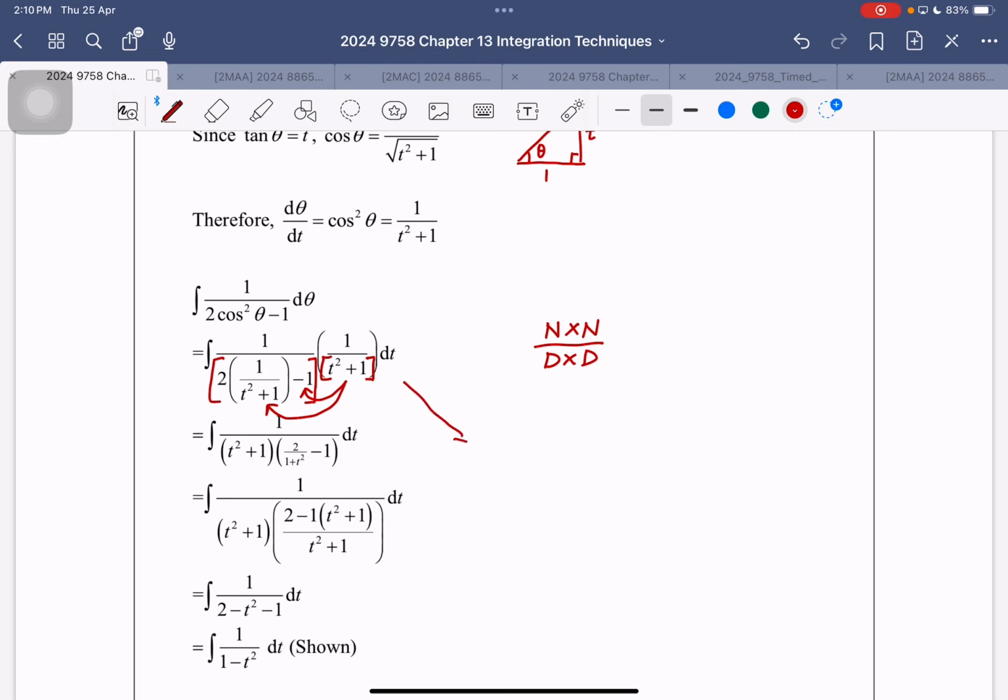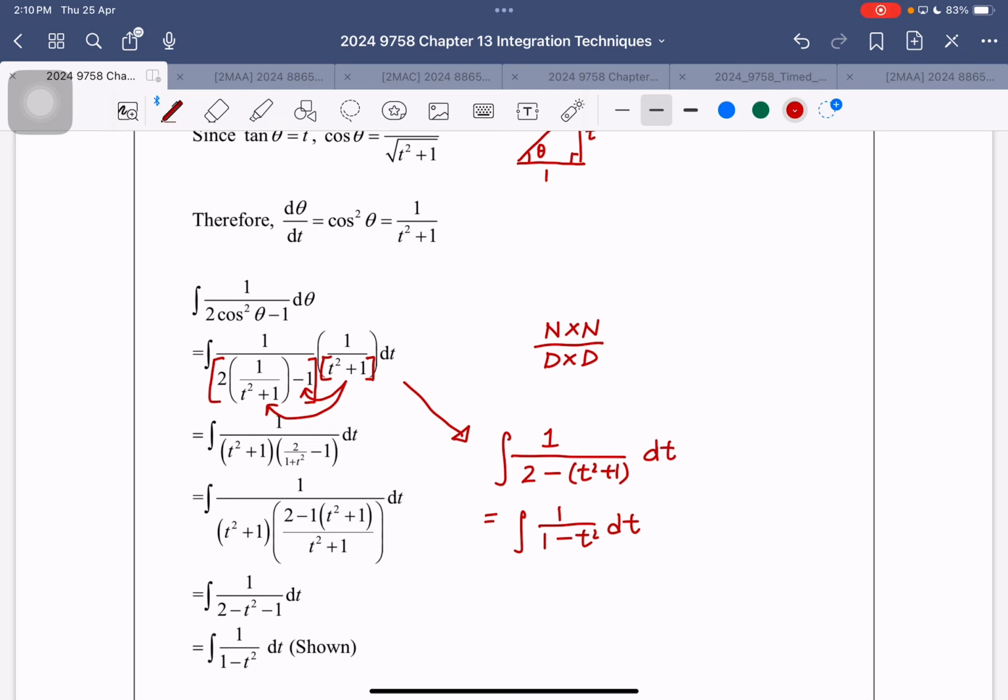Okay, but what I will do is I will use my method of numerator times numerator. You get 1 times 1 over denominator times denominator. You will see that you should get 2 from the first expansion, and then minus t squared plus 1. You get the second expansion. Yeah, minus of this whole thing. So then you can see that the simplification is actually quite straightforward already. 1 minus t squared, which is what you essentially need to show.